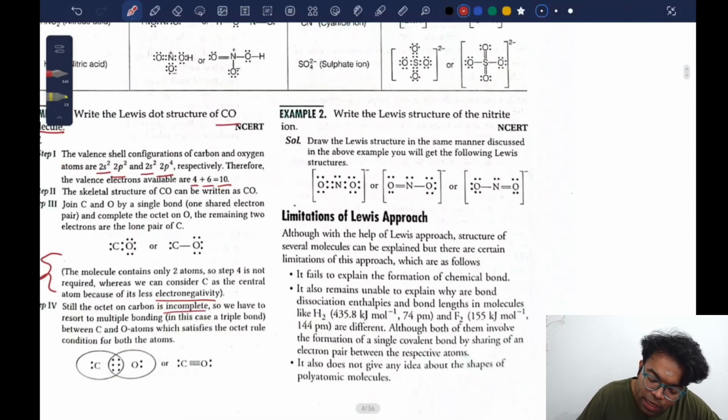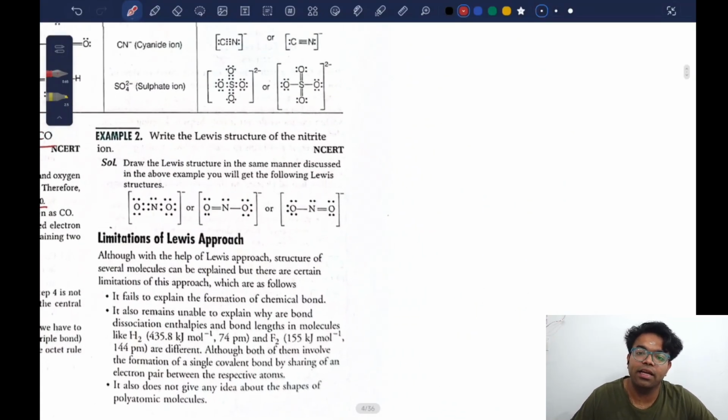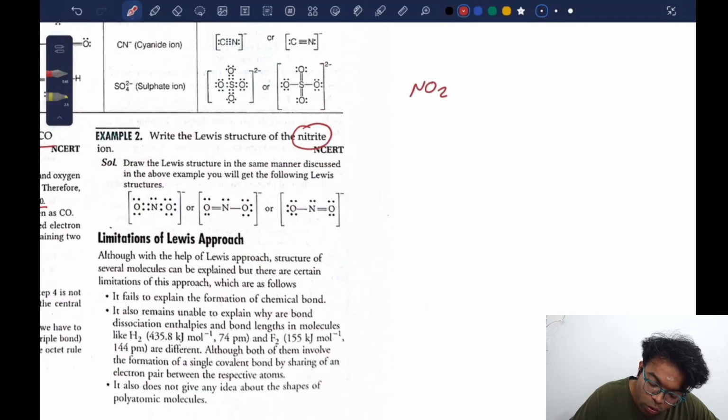Okay, write the Lewis structure for the nitrate ion. What is nitrate? Basically, nitric acid releases the nitrate ion. Okay, sorry, nitrite. No, it's not nitrite. Nitrate, it's nitrite. So NO2 minus. This is the structure that we want. Now, draw the Lewis structure in the same manner discussed in the above example, and you will get the following.